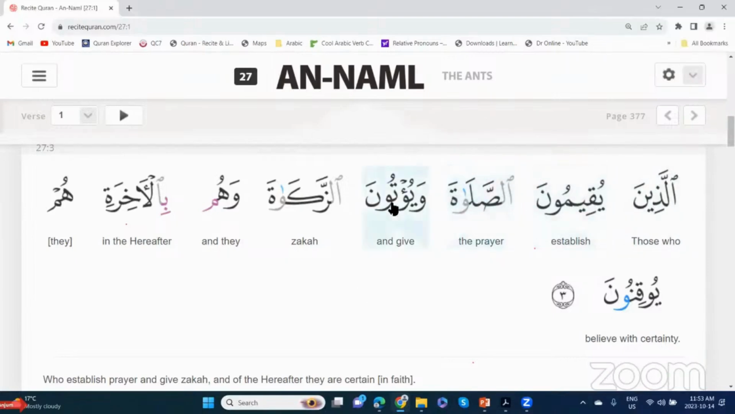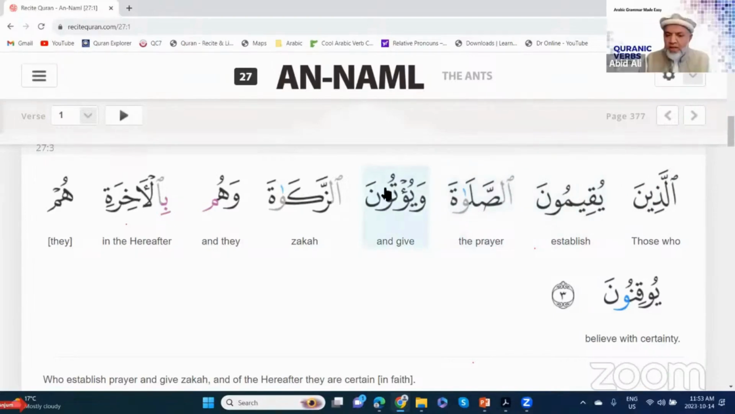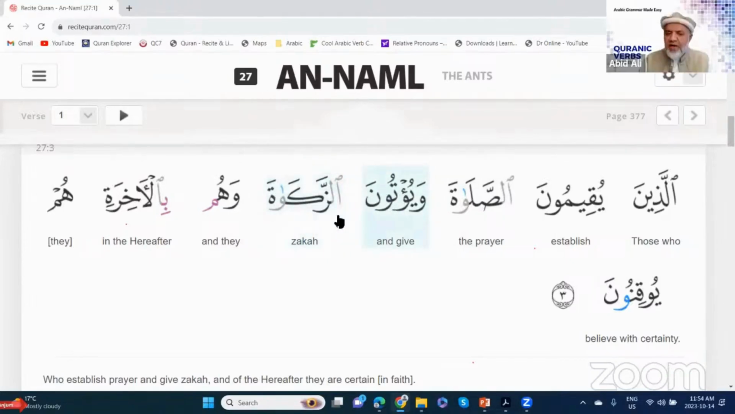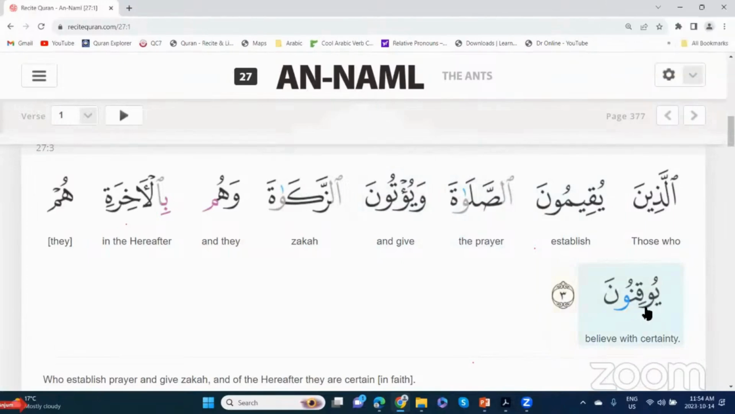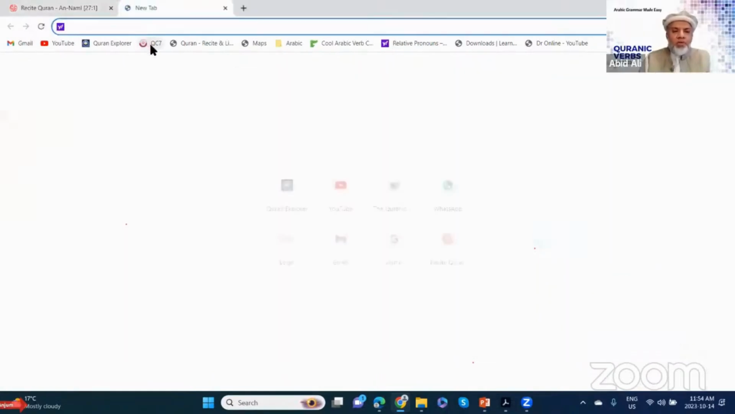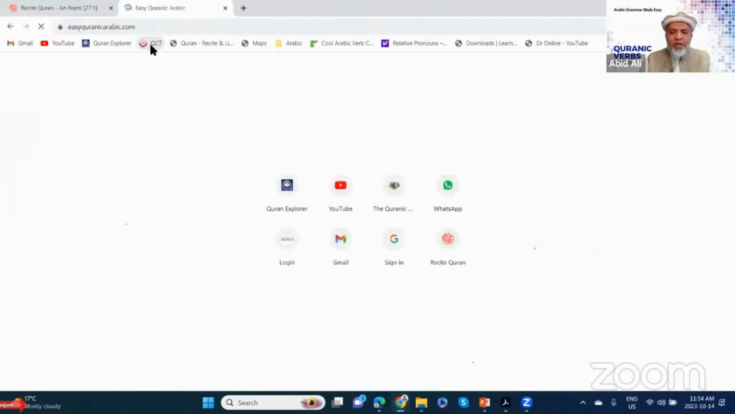And they yu'tuna. Yu'tuna is they give. And they give what? Zakata. Is zakata nasab? Yes. So this is the fa'il and the maf'ul. The fa'il will be hum because of the una sound. Una sound is the sound plural. Now it's also yuqimuna. Is it also a sound plural? Yes. Okay.